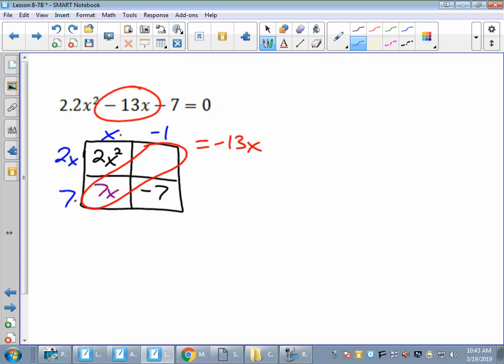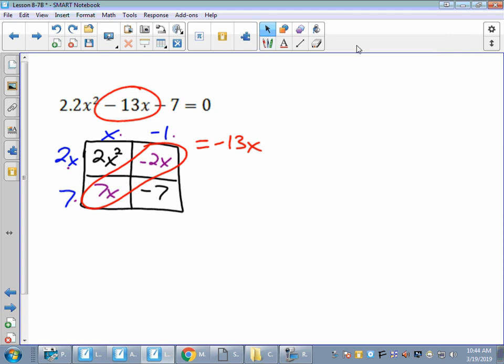2 times -1, 2x times -1 is going to give us -2x here. So we add across here 7 and 2x. Does that equal -13x? No, it's not even close, really. You're at +5x. You're a long ways away. Okay, so let's try something different.